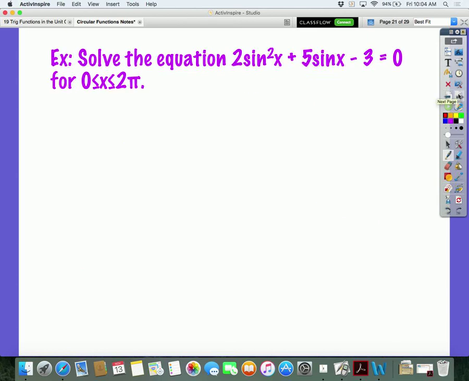Let's look at this one. We're going to solve the equation 2 sine x squared plus 5 sine x minus 3 for 0 to 2 pi. Now this looks very similar to one of the types of functions. What other type of function? A logarithm? A quadratic. Think about it. You have 2x squared plus 5x minus 3. I just have sines now instead of x's, okay?